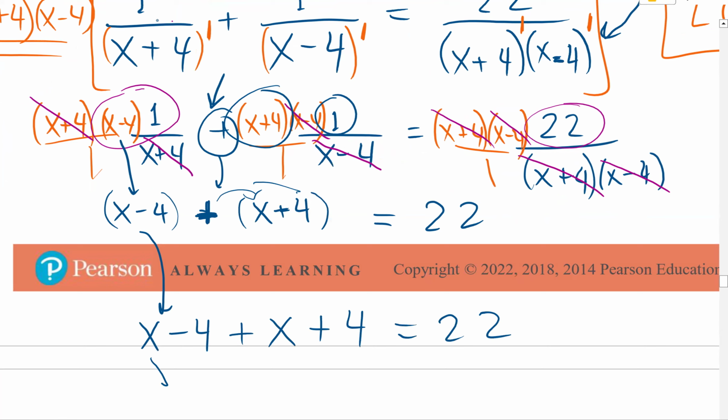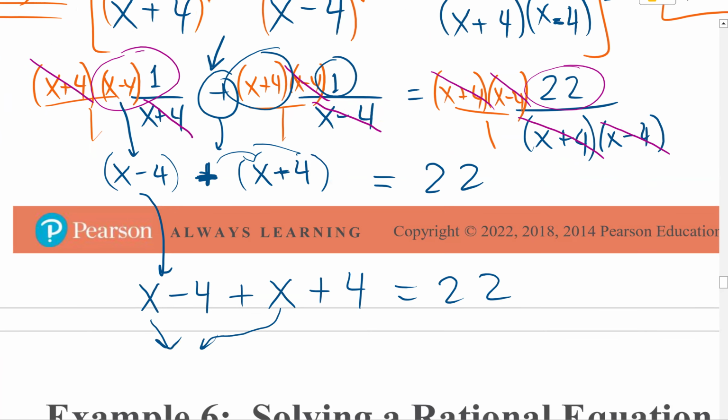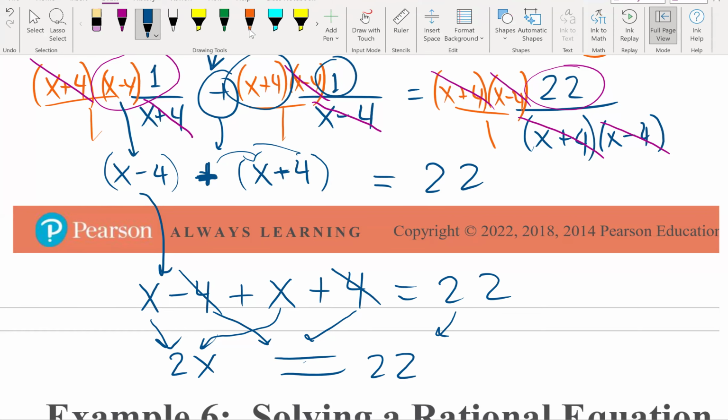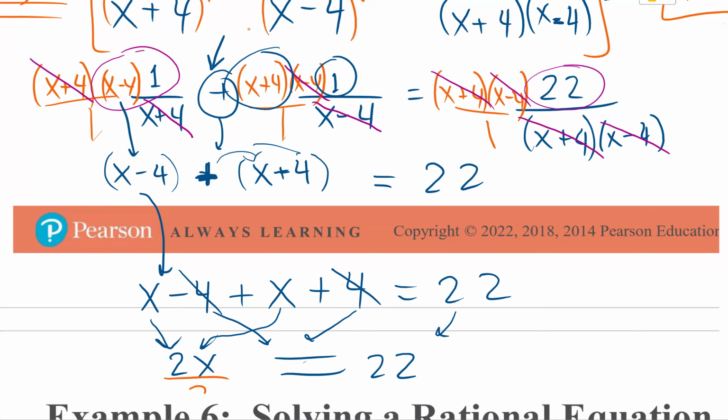It almost seems too good to be true. This is where, as a student, I would second guess my work. There's no way this is the right answer, it's too easy. An x and an x makes 2x. A negative 4 and a 4 add up to 0, so there's nothing left there. I can just move the equals 22 over. Look at that. One more step. To get x by itself, I just need to divide both sides by 2. That's so beautiful. What a beautiful, beautiful thing.